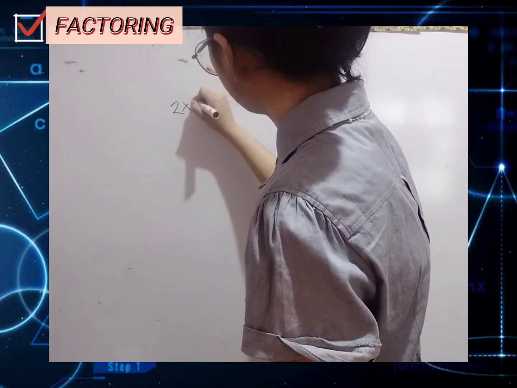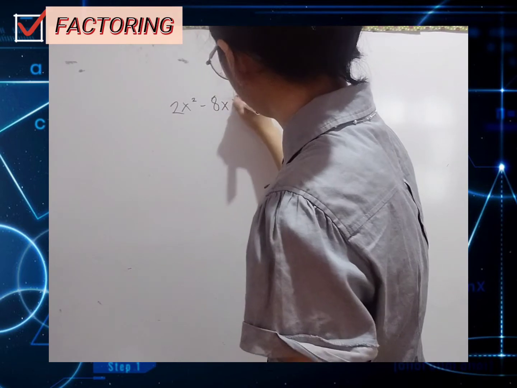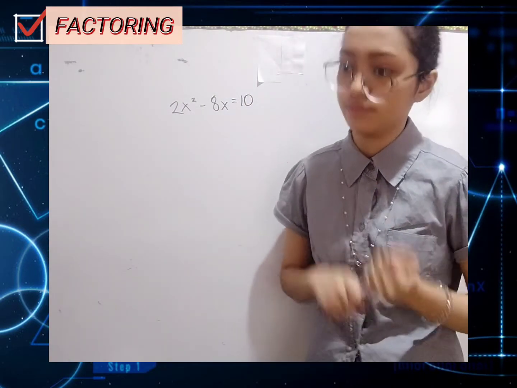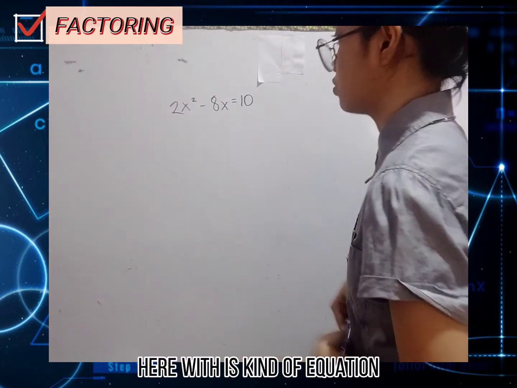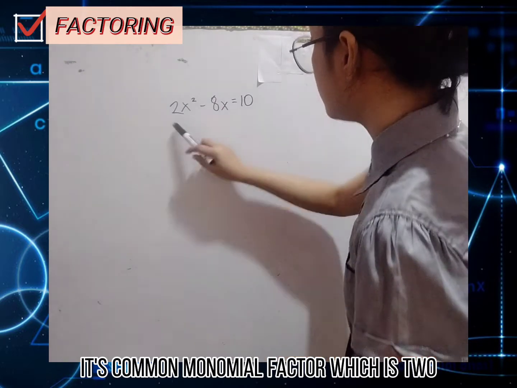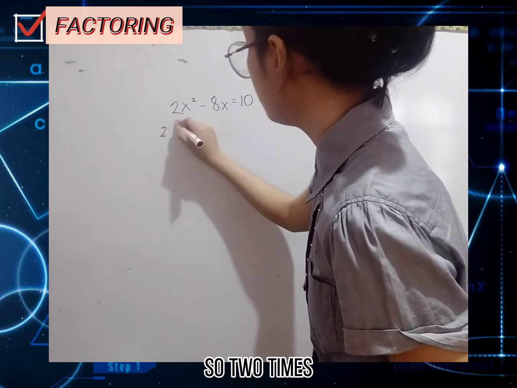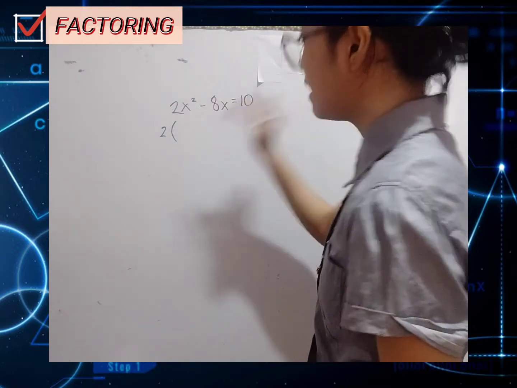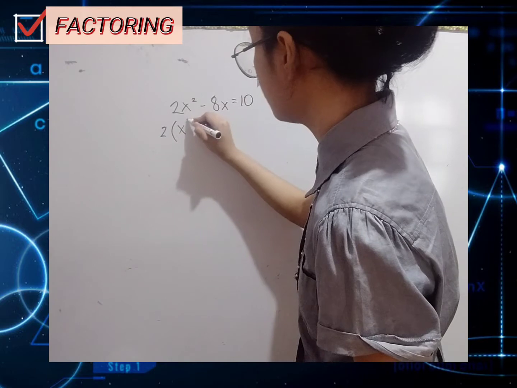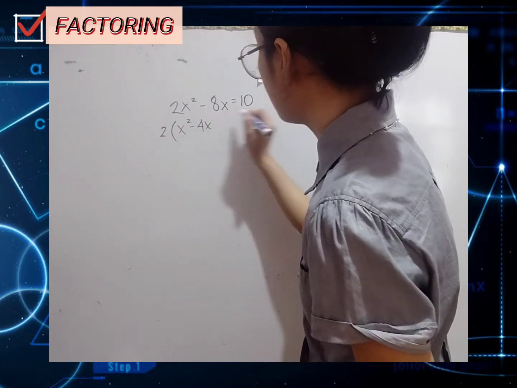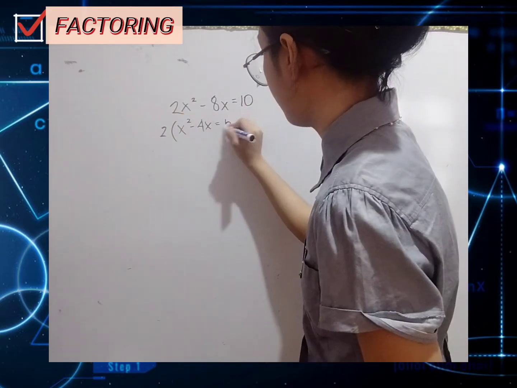So our equation is 2x squared minus 8x equals 10. Let's solve it first by factoring. With this kind of equation, we first determine its common monomial factor, which is 2. So 2 times the other factor: 2x squared divided by 2 is x squared, and negative 8x divided by 2 is negative 4x, equals 10 divided by 2, which is 5.